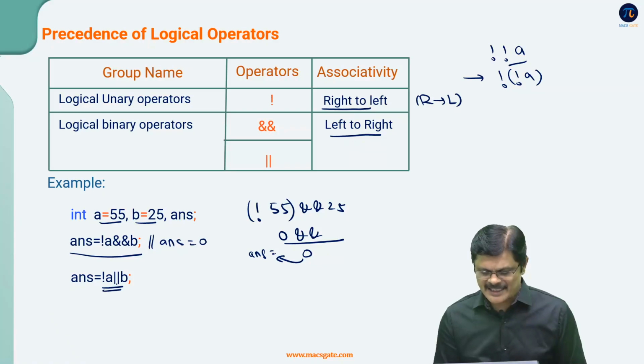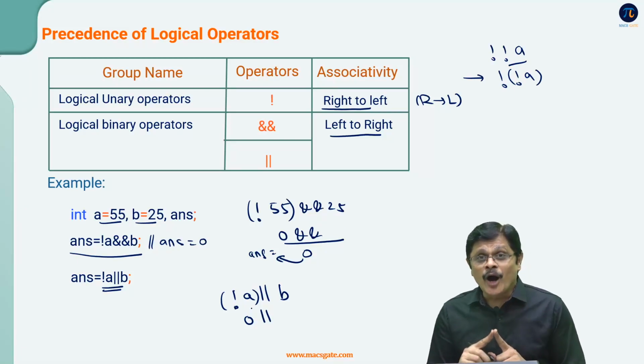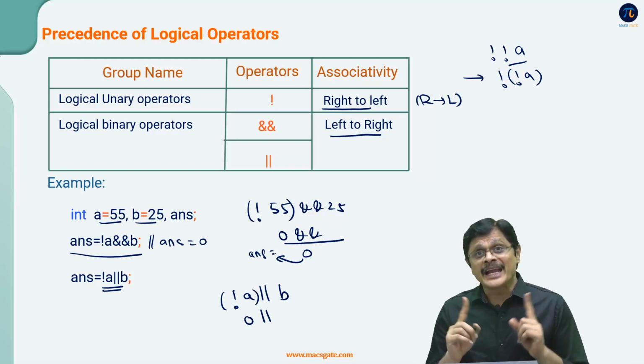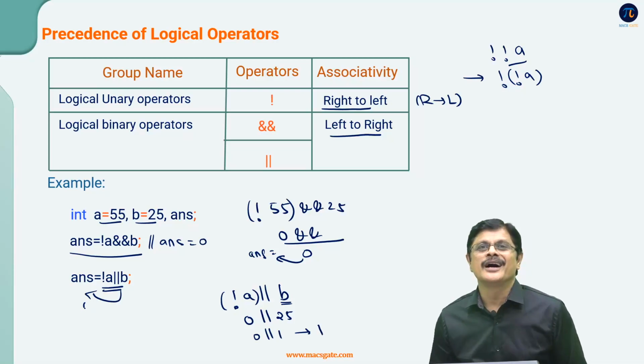Now, let us take the second expression, not A or B. So, here also not has higher precedence than or. Not A means not 55, that is 0. Not of any non-zero value is 0. Or, now because it is an or, if both are true or any one is true, then it is true. So, here we have to definitely check what is B, which is 25. 25 is considered as true, 1. So, it is the same as 0 or 1. So, the result is 1. Here 1 is assigned to answer.